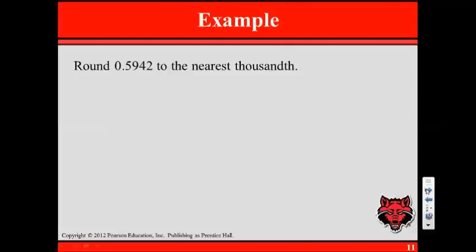Let's try a few examples. Let's round 0.5942, or 5,942 ten-thousandths, to the nearest thousandth. So we need to be able to locate the thousandths place.